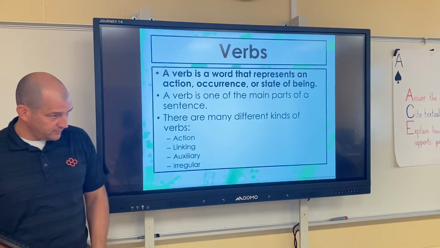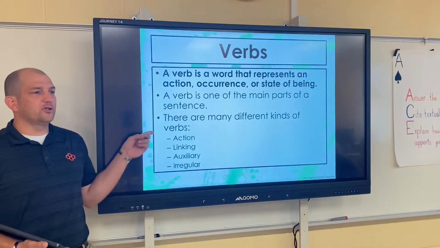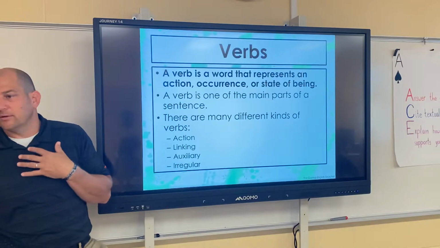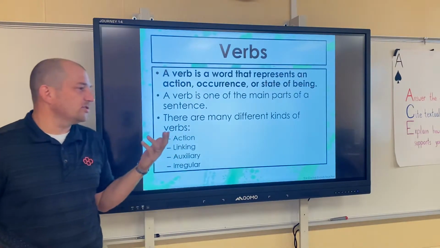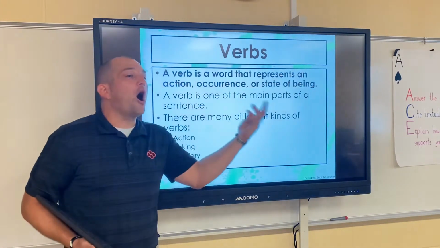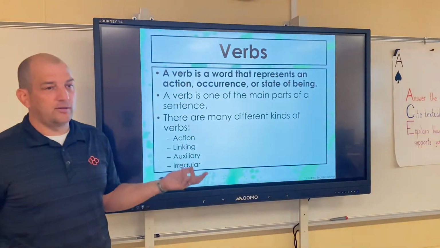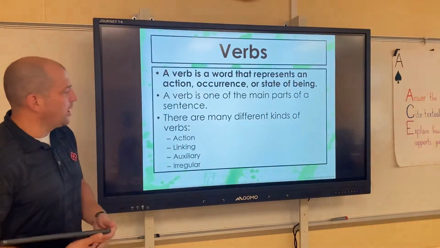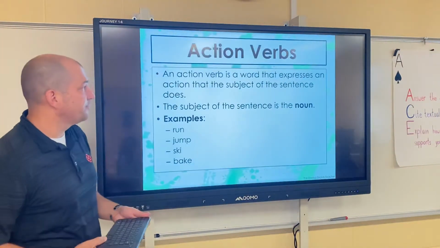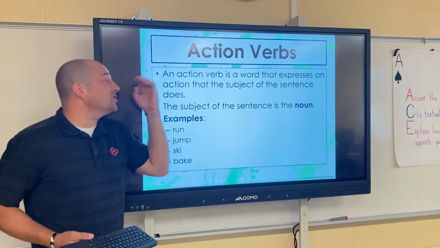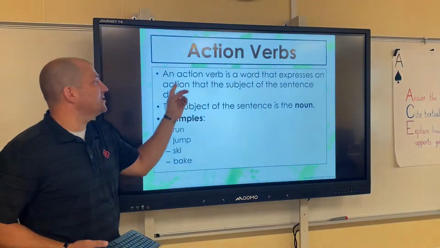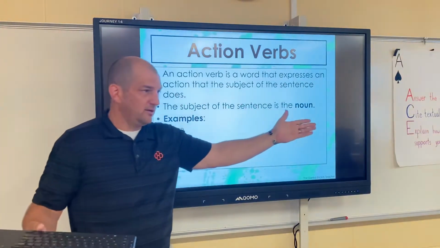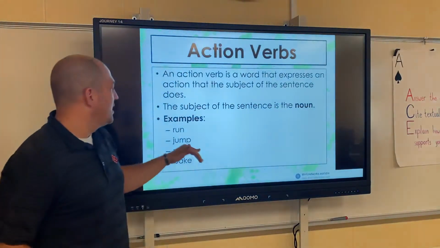Everybody knows this first one. Mr. Neiman is speaking. Okay. Action, speaking. Mr. Neiman walked down the hall. Walk is the verb. Okay? So here we go. Let's talk about action verbs. An action verb is a word that expresses an action that the subject of the sentence does. You know this.